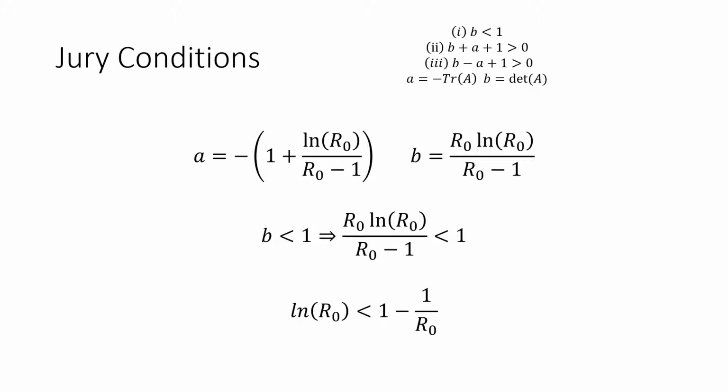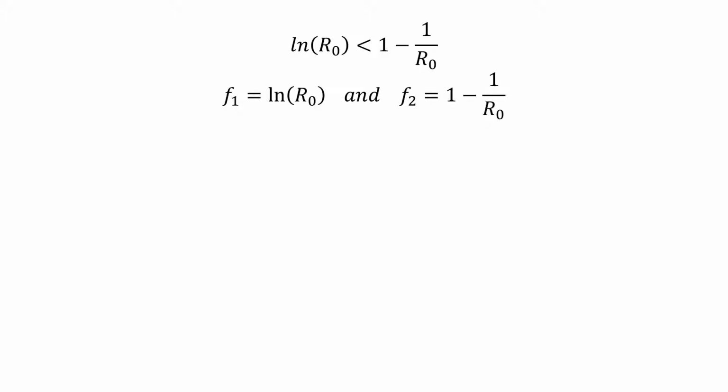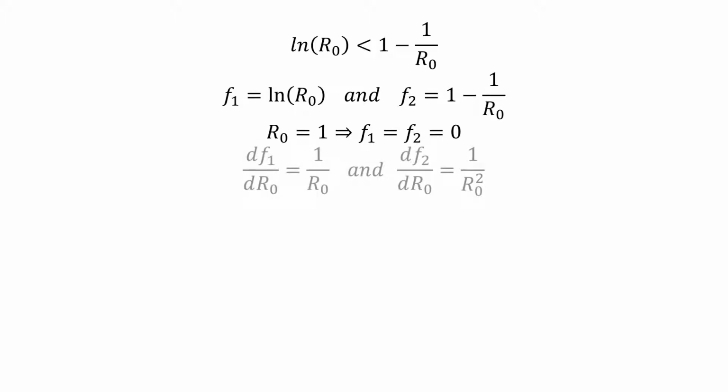So to check this condition, we define the two functions f1 and f2, where f1 is the natural logarithm of r0 and f2 is 1 minus 1 over r0. So noting that at r0 equals 1, f1 equals f2, and they both equal 0, we can then look at the derivatives of these functions with respect to r0. The derivative of function 1 with respect to r0 is 1 over r0, and the derivative of function 2 with respect to r0 is 1 over r0 squared.